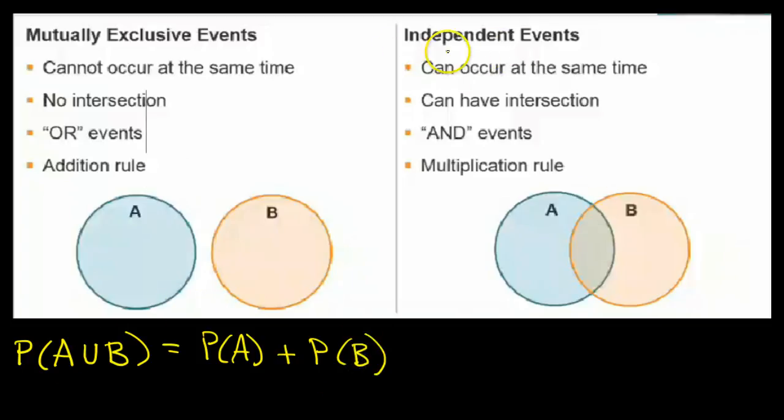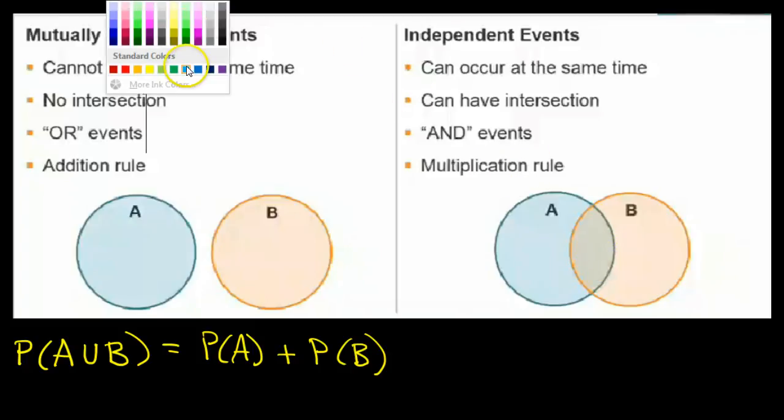On the other hand, talking about whether two events are independent, that's a completely different concept. Independent events can occur at the same time. You can tell by the way these circles are overlapping in the Venn diagram. So you can have an intersection, and we usually wind up talking about "and" events because we want to know what is the likelihood that event A and B will happen at the same time. We want to know about the overlap. And to figure that out, we use the multiplication rule.